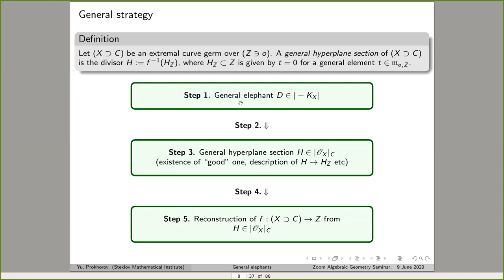There is a big difference between D and H. D is a general element of minus K, and this is a surface. It is easy to show this is Gorenstein, but D is not a Cartier divisor on X. On the other hand, a general Hobson section is a Cartier divisor, but the singularities of H are non-Gorenstein. They have basically the same indices of singularities as the ones on X. So this is a general scheme.